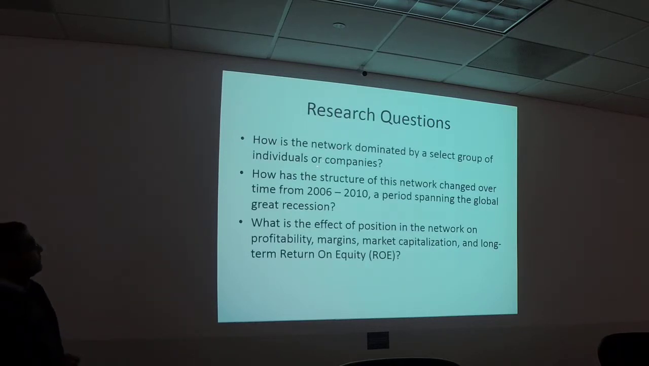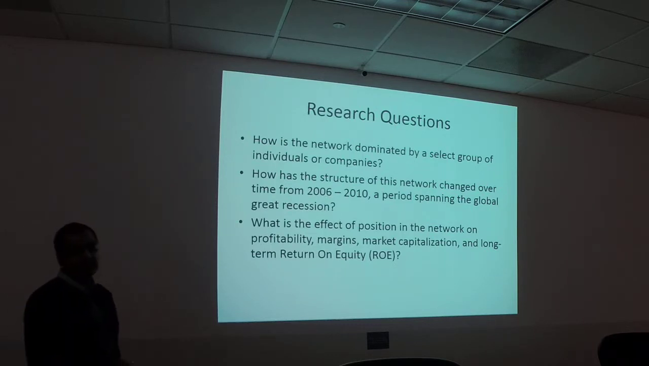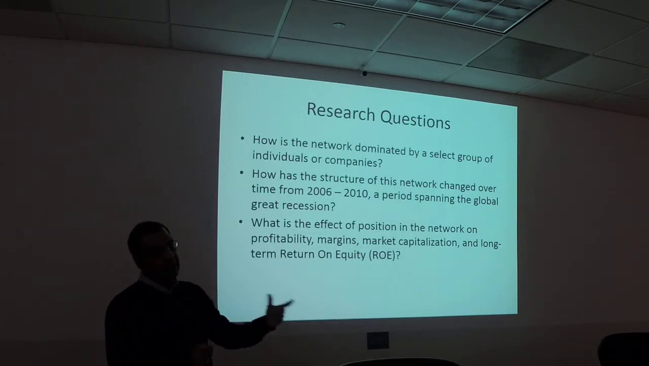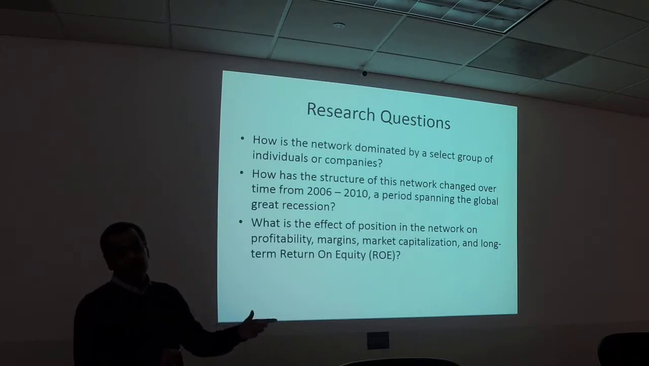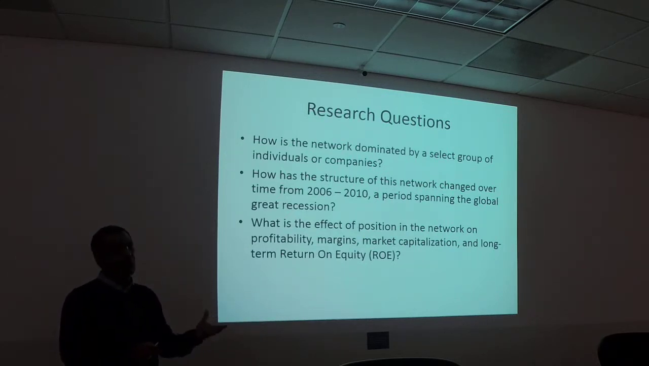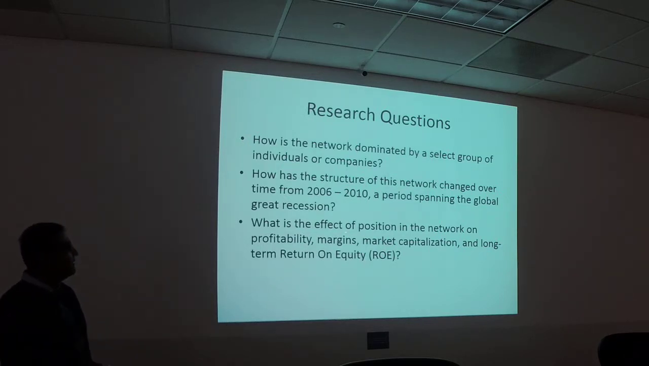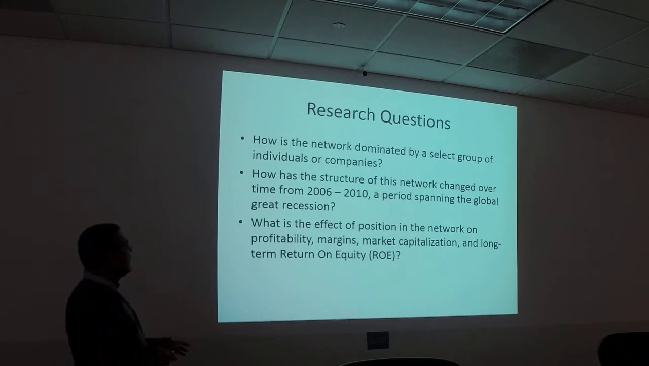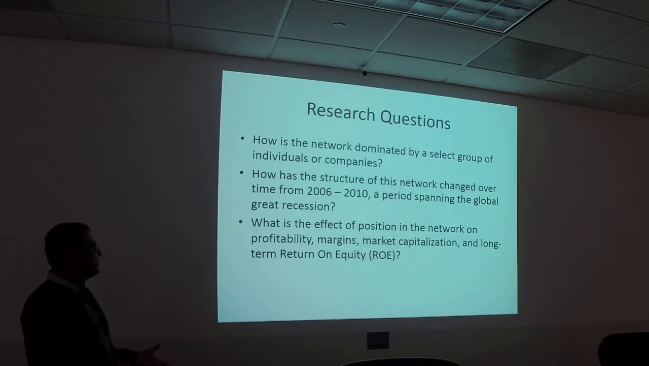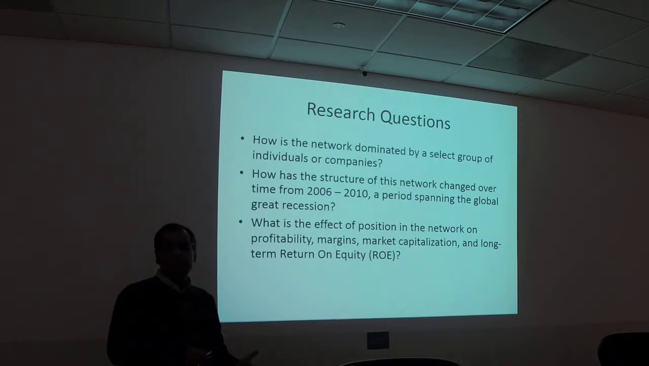What I wanted to look at was how is the network dominated by certain individuals or companies? How does the structure of the network change over the Great Recession time period? That was probably the most interesting thing. I was looking to see what happened during that time period in the interrelationships between the companies. And then also, being somewhere on the network, how does that affect profitability, profit margins, market cap, and return on equity, which is a measure of how healthy a company is.